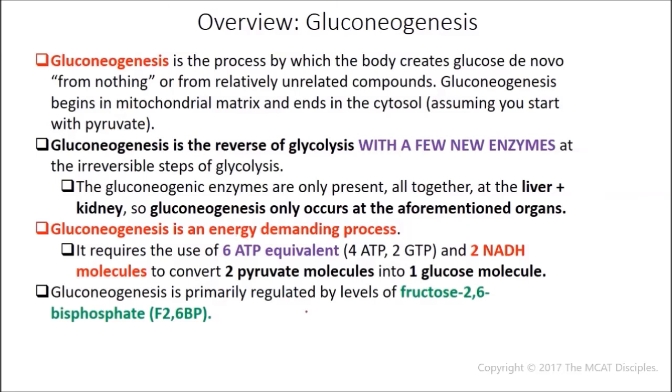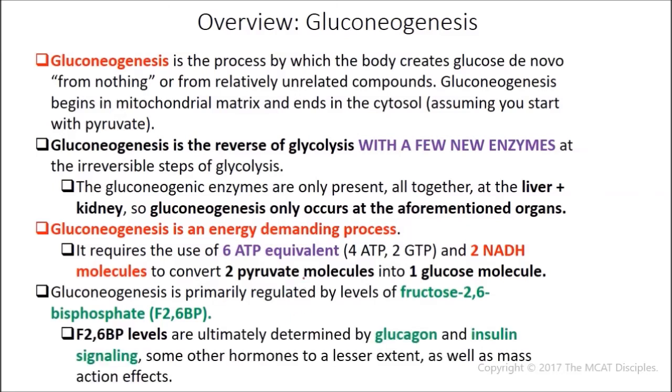Gluconeogenesis is primarily regulated by the level of fructose 2,6-bisphosphate. Fructose 2,6-bisphosphate levels are ultimately determined by glucagon and insulin signaling, and to a lesser extent some other hormones, as well as mass action.